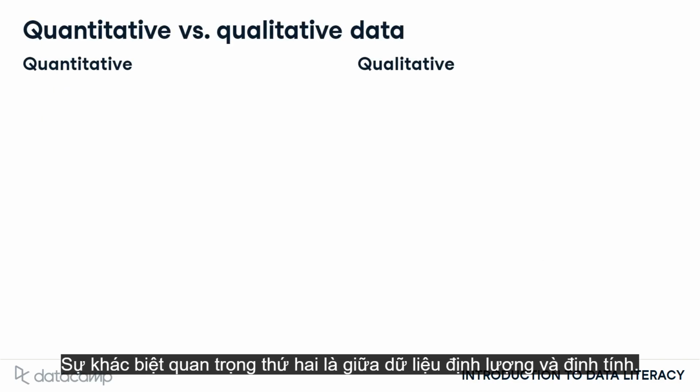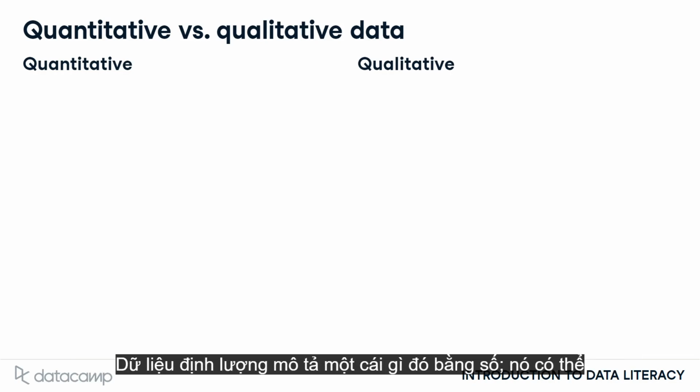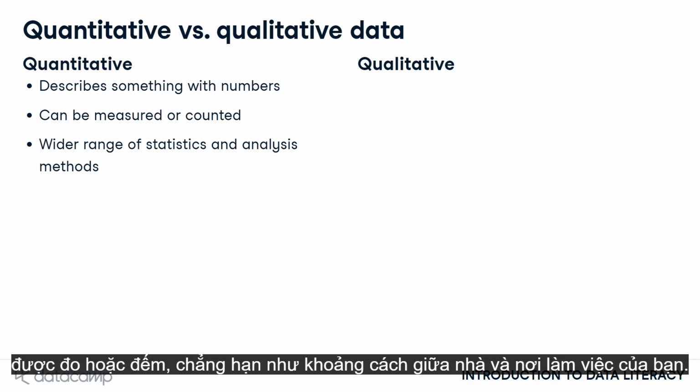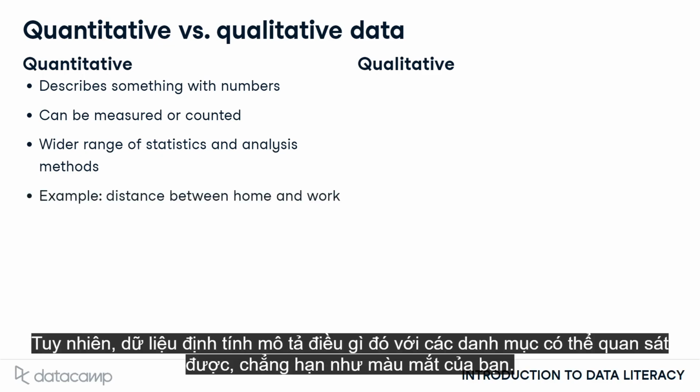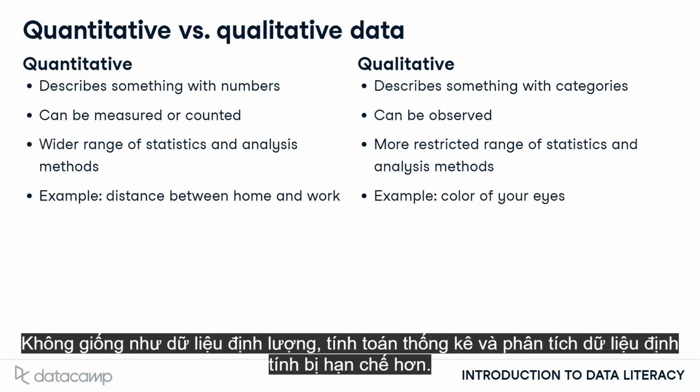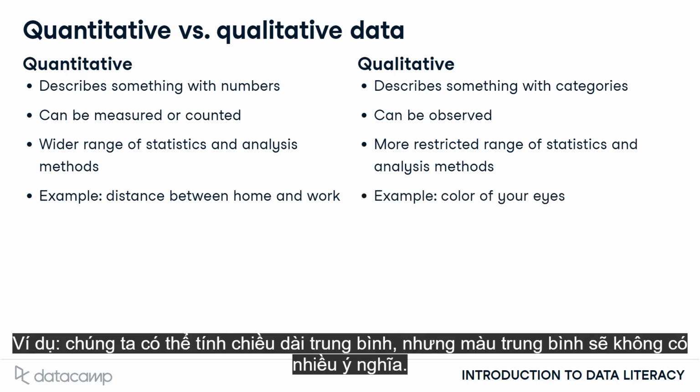The second important distinction is between quantitative and qualitative data. Quantitative data describes something numerically. It can be measured or counted, like the distance between your home and work. Qualitative data, however, describes something with categories that can be observed, like the colour of your eyes. Unlike quantitative data, calculating statistics and analysing qualitative data is more restricted. For example, we can calculate average length, but the average colour would not make much sense.